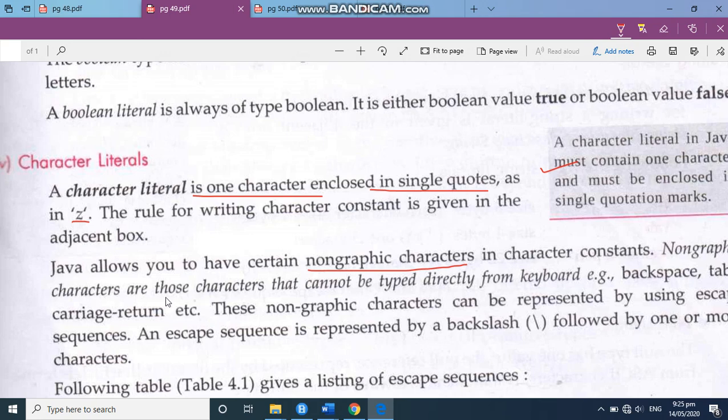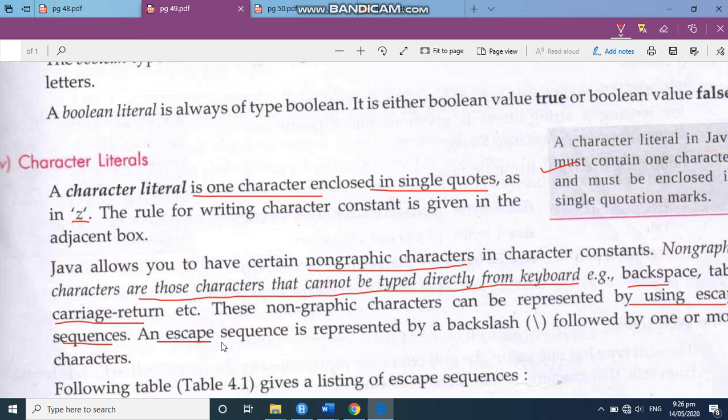Those non-graphic characters are those characters, this is the definition. Question is, what are non-graphic characters? That cannot be typed directly from the keyboard. Suppose I press the enter key, you will not see anything made on the terminal. So all these: backspace, tab, carriage return is your enter key. These are examples. So how are we going to show them on the screen? With the help of, you can underline this, escape sequences.